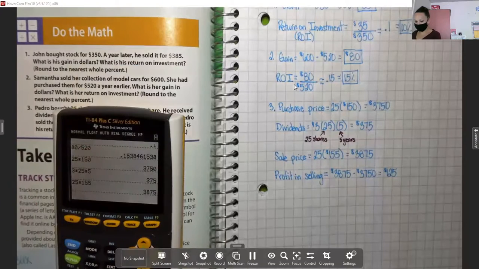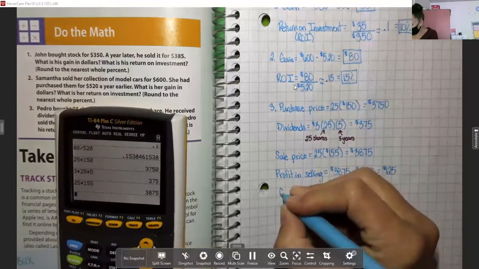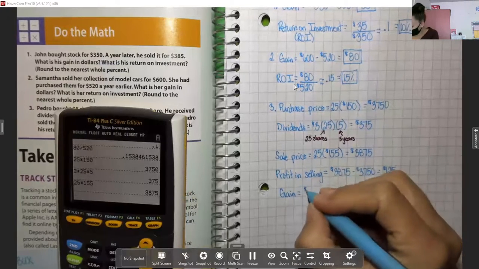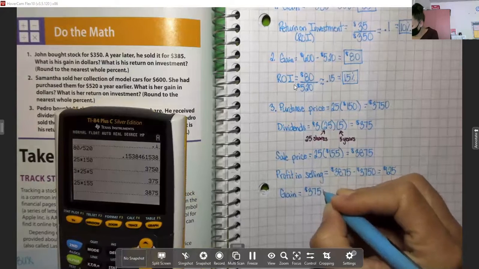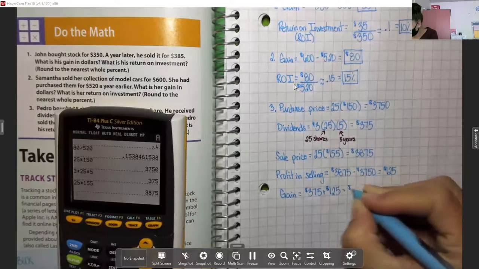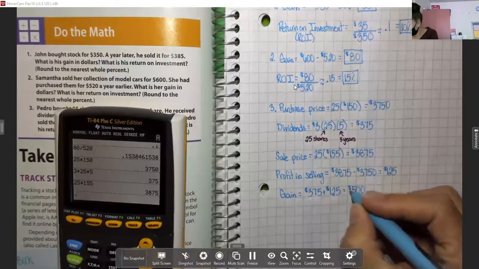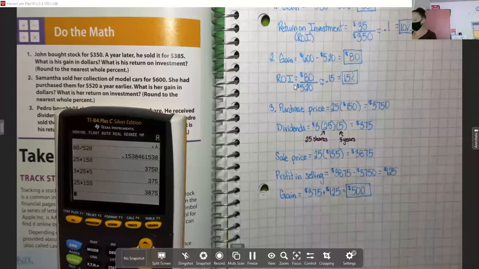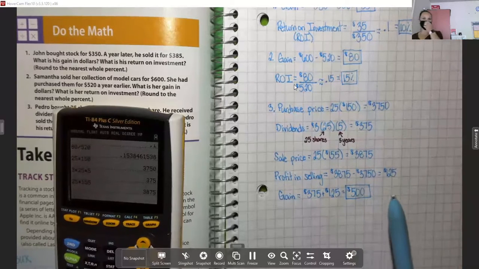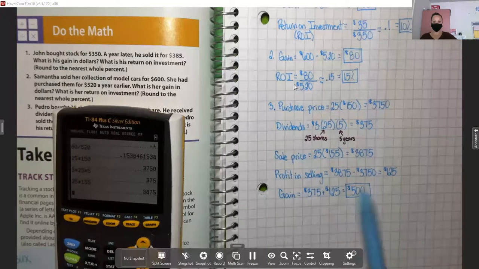So his gain then, how much money did he gain in total, or total profit? He made money from his dividends of $375, and Pedro also made money from selling the stocks of $125. So altogether, Pedro made $500. So this was over 5 years. So on average, that's $100 per year. But remember, with stocks, it could have gone up or down during that time. We don't know. We only know what happened at the end.